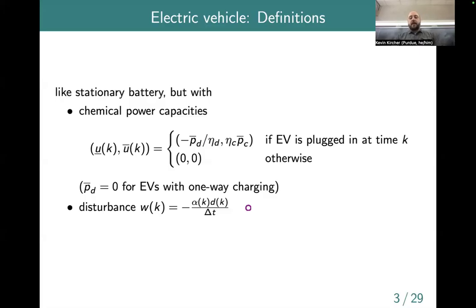All right, and then into our model, the discrete time dynamical system model, we add a disturbance term here, which is related to the energy that's dissipated for driving. So here, D is the distance that we drive. Alpha, we call the energy intensity of driving, so kilowatt hours per kilometer. And then delta T is just the duration of the time step. So if you multiply these out, we have kilowatt hour per kilometer, D would be in kilometers. So we'd have kilowatt hour in the numerator, and then we divide by the time step to get the average power in kW that's used over the time step for driving.